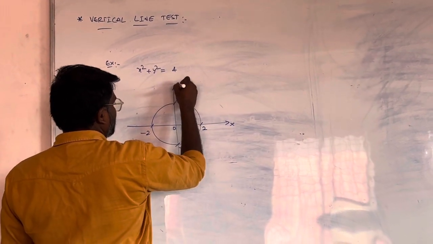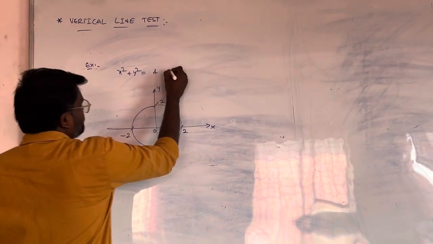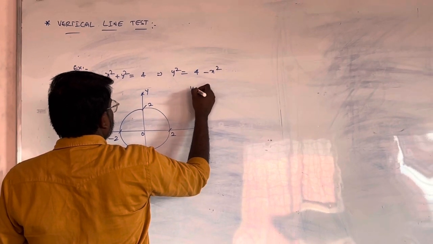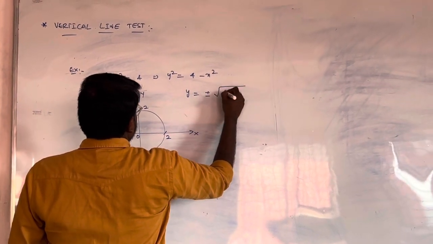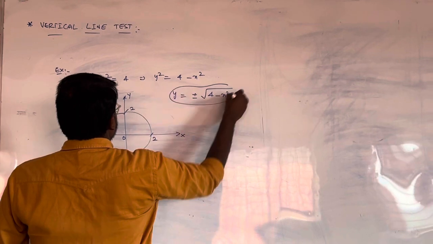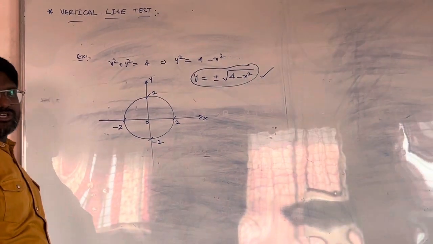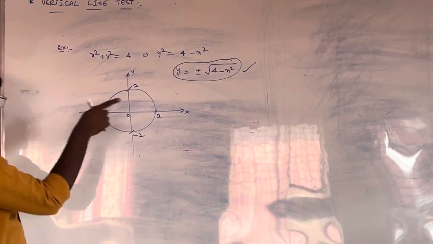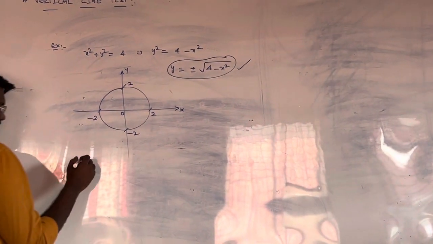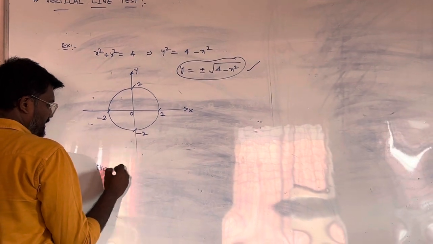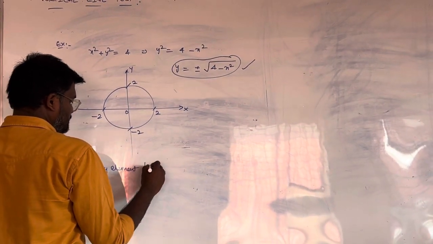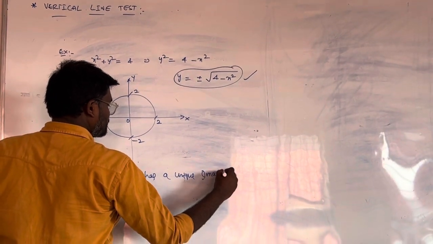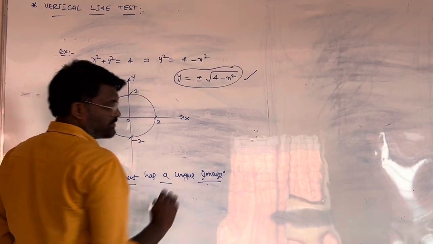Its axes, x-axis and y-axis. Now I want to determine, I can even write it as y square equal to 4 minus x square, y equal to plus or minus root of 4 minus x square. Now I want to determine whether this is a function or not. Again, it has a connection with the definition. The definition states that every element has a unique image. This is the key phrase in the definition of the function.